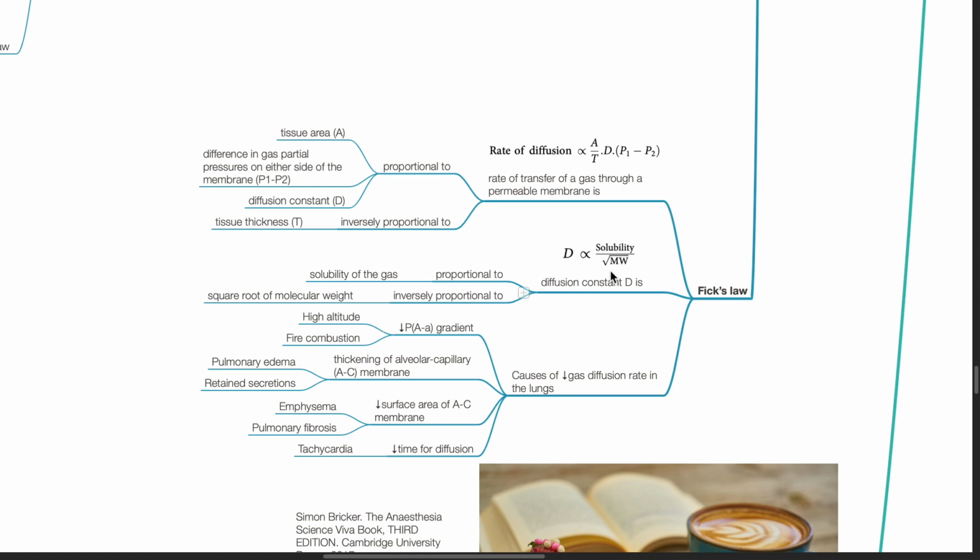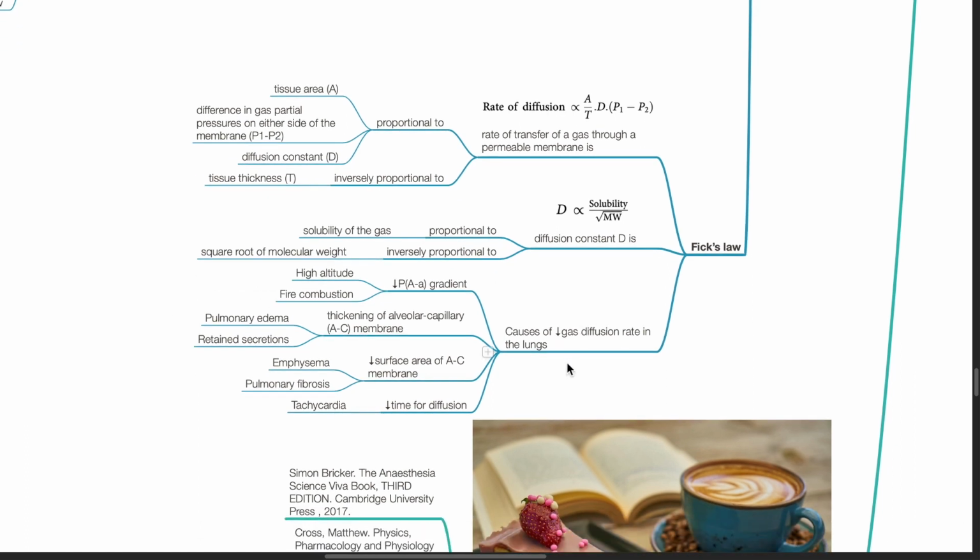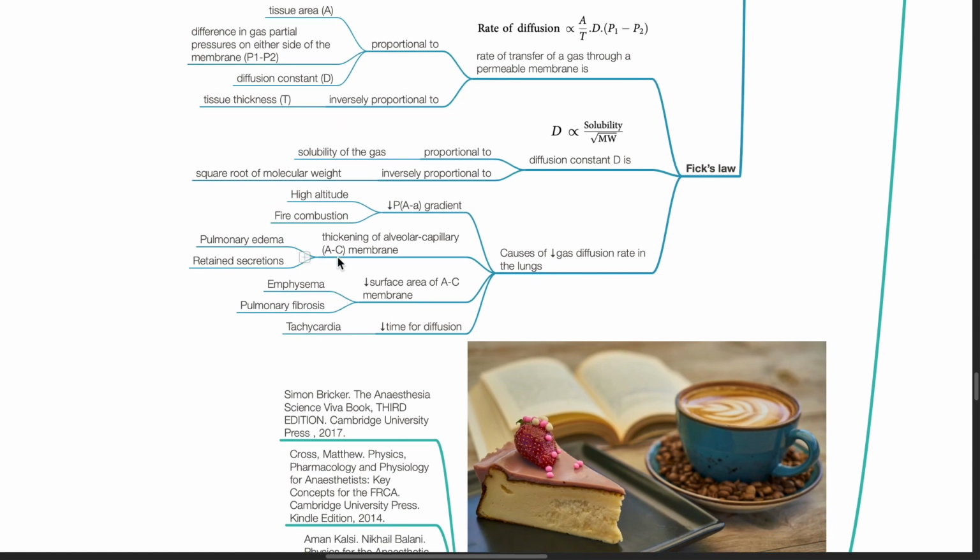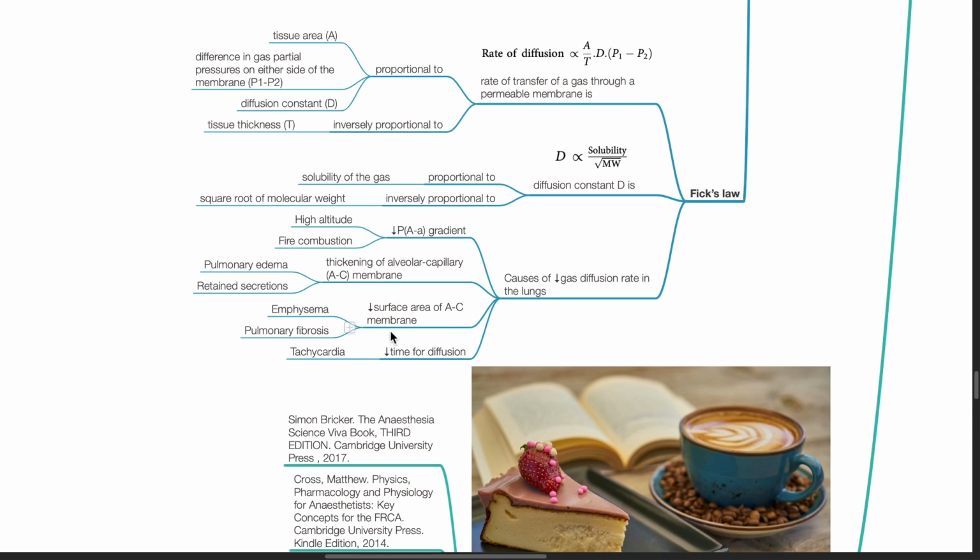Causes of reduced gas diffusion rate in the lungs. Reduced PAA gradient, such as during high altitude or fire combustion. Thickening of the alveolar capillary AC membrane, such as in pulmonary edema and retained secretions. Reduced surface area of AC membrane, such as in emphysema and pulmonary fibrosis. And reduced time for diffusion, such as during tachycardia.